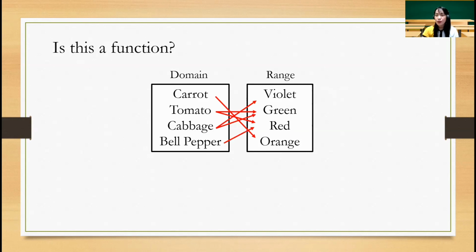So from here, we can say that this example is not a function because this is an example of one-to-many. Tomato to green and red. Cabbage to violet and green. So there are two colors being paired from tomato and cabbage. So this is not a function.